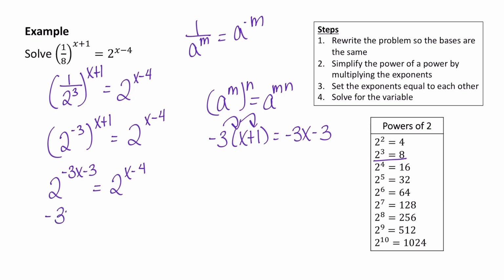So we have negative 3x minus 3 equals x minus 4. So to solve this, we're going to subtract x from both sides so we can move all our variables to one side. So we have negative 4x minus 3 equals, and then here x and minus x cancel, so we have negative 4. And then we're going to work on solving this equation. So we have negative 4x minus 3 equals negative 4.